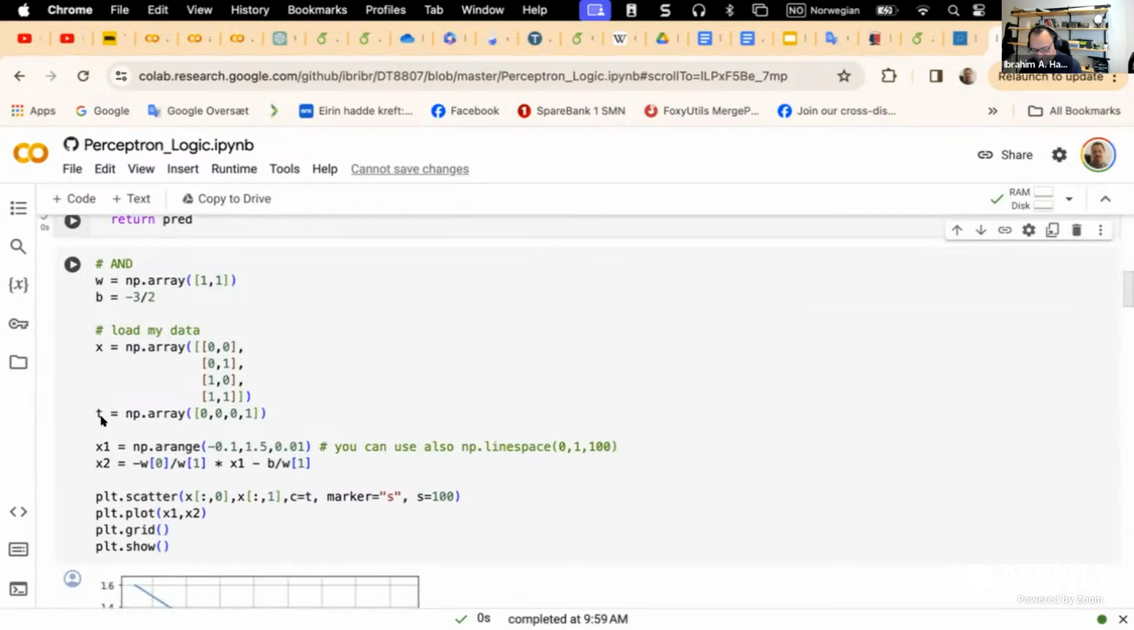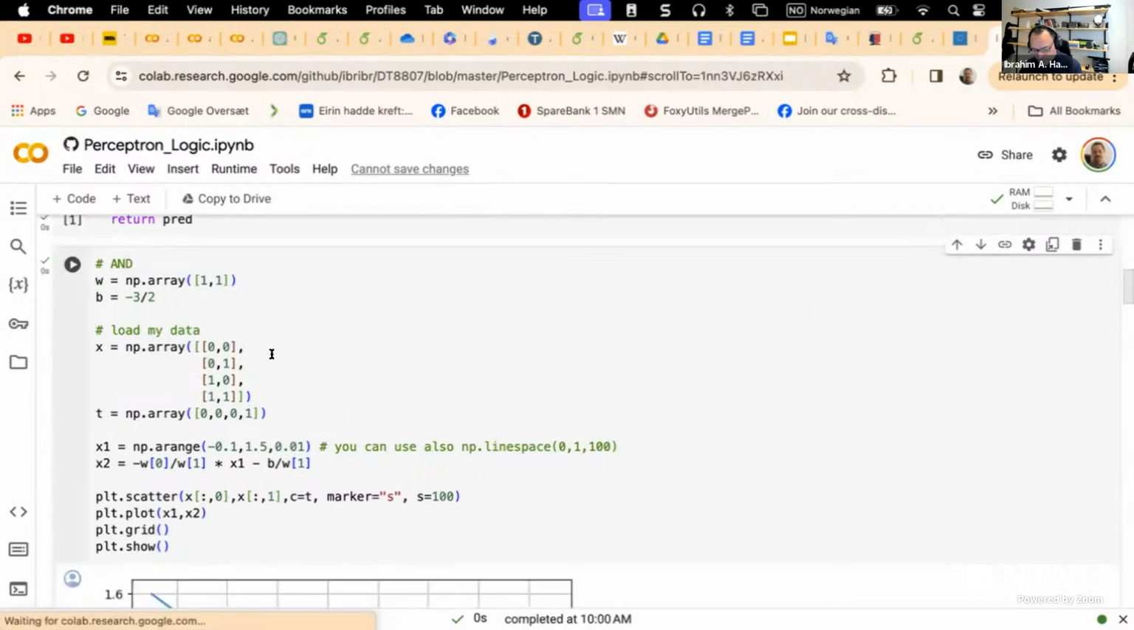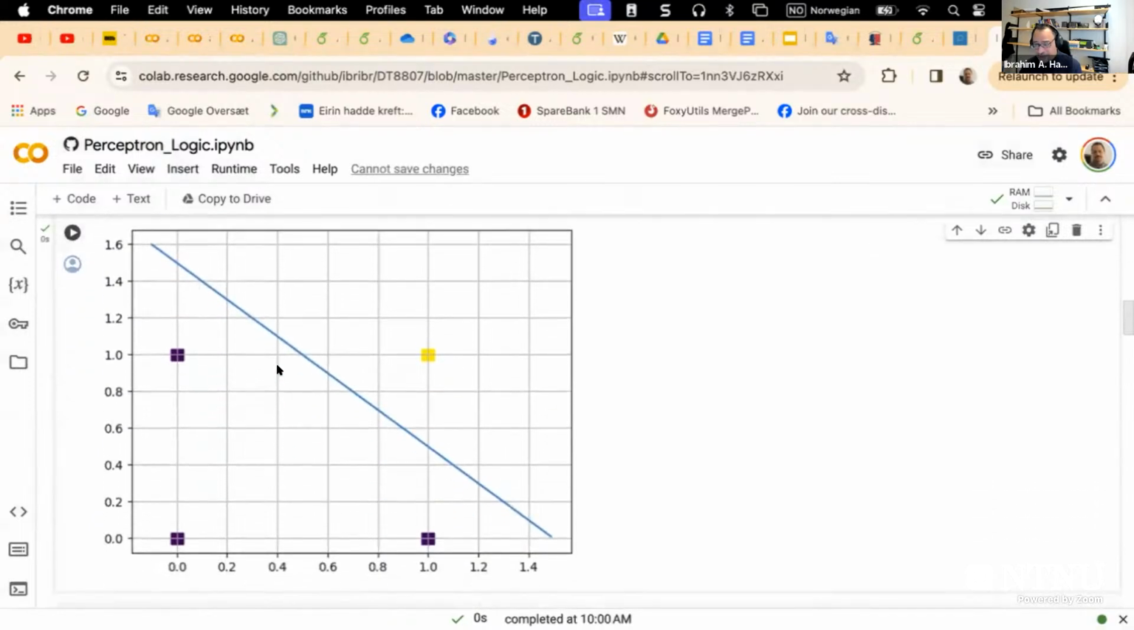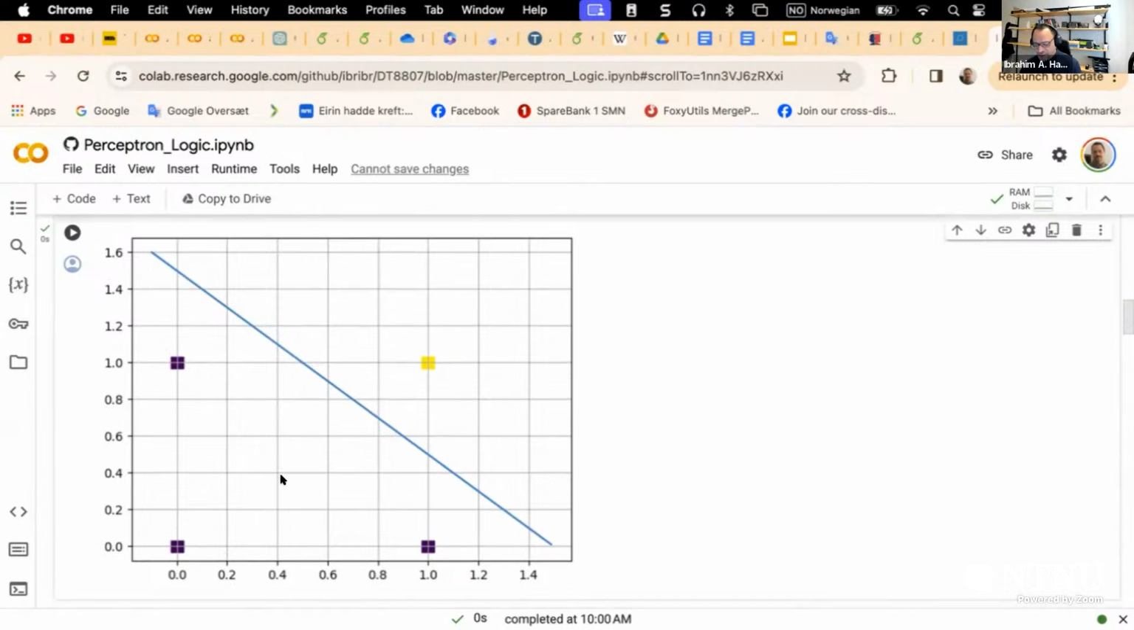So I will plot it. You will get this one. So this is my AND data set, right? So this yellow one, it should be 1 and 1. 1 and 1 will be classified as +1. And the other three values will be classified as 0, right?